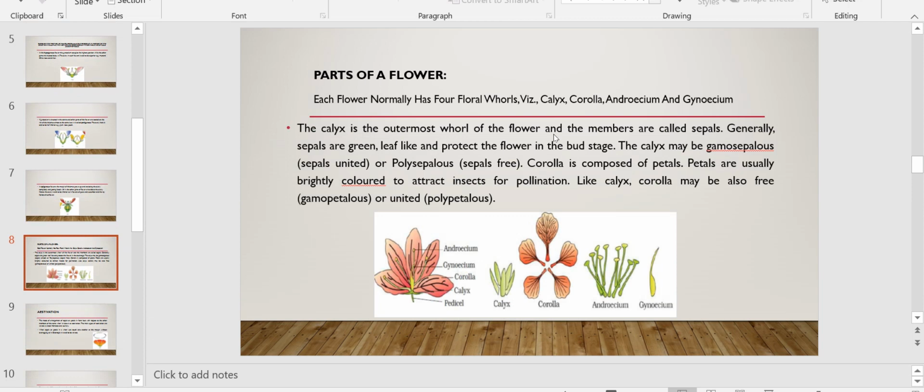Then, parts of a flower. Each flower normally has 4 floral whorls: calyx, corolla, androecium, and gynoecium. The calyx is the outermost whorl of the flower, and the members are called sepals. Generally, sepals are green, leaf-like, and protect the flower in the bud stage. The calyx may be gamosepalous or polysepalous. Corolla is composed of petals. Petals are usually brightly colored to attract insects for pollination. Like calyx, corolla may also be free or united.